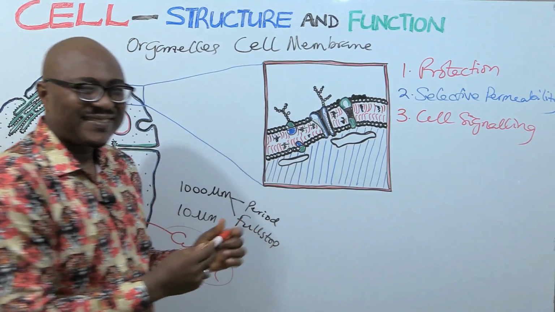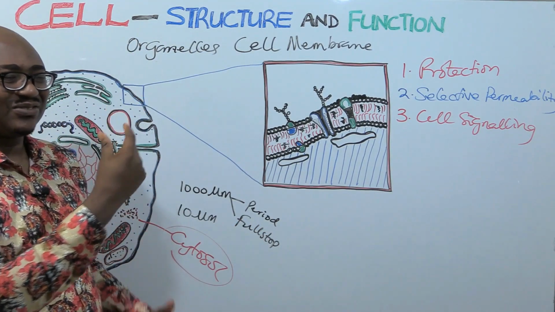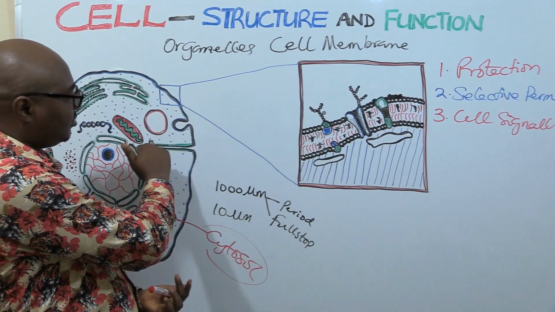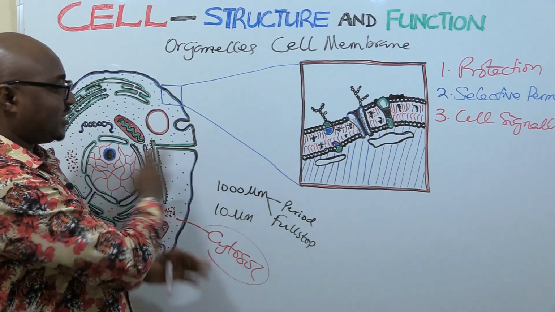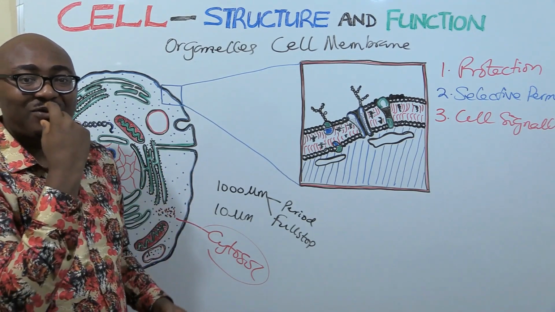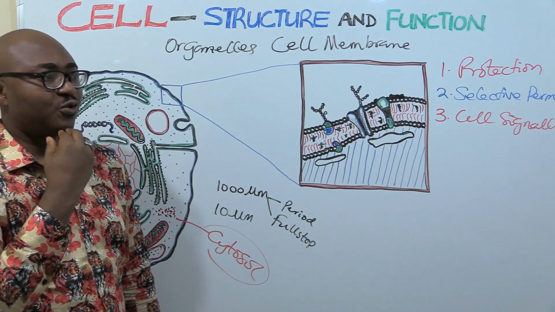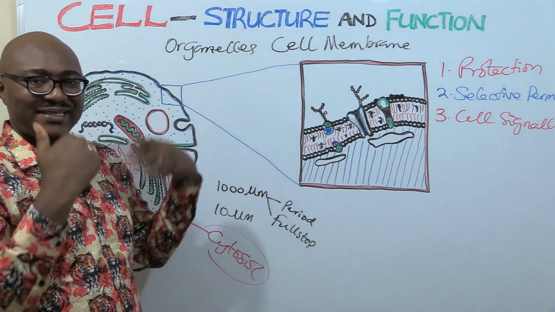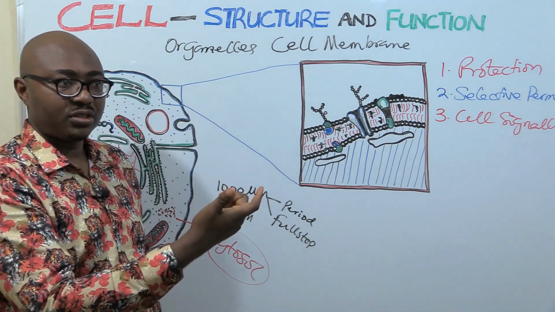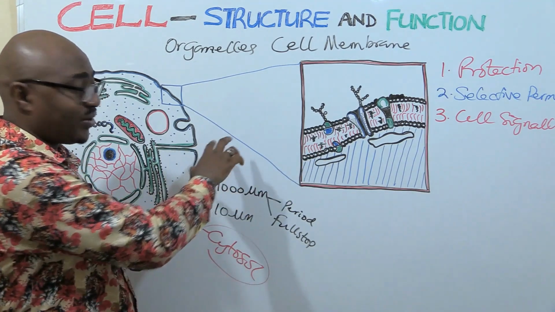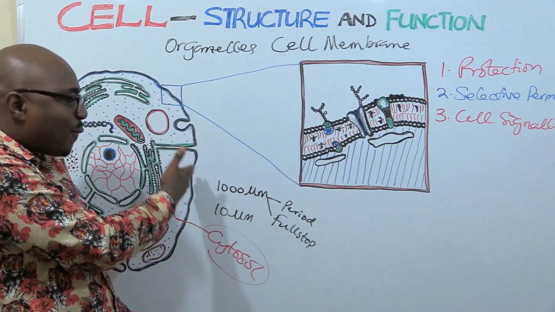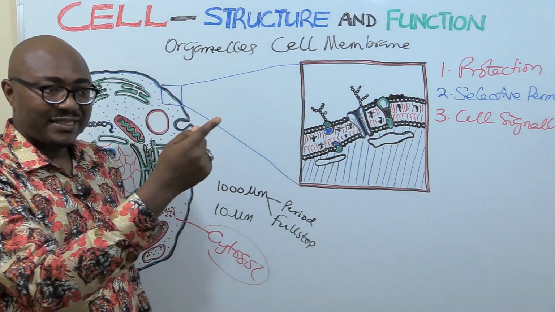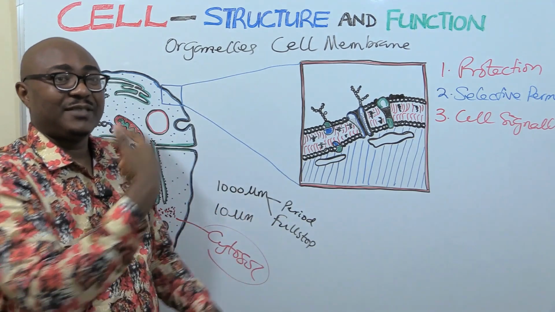What do we mean by cell signaling? Cell signaling has to do with communication, but this time it's not necessarily through exchange and transport of substances. It's about sending a message. Just like I'm talking now and you are hearing what I'm saying, you're understanding, I'm speaking words. So the cell membrane is the first port of call when the cell wants to send a specific message to another cell so that the cell can respond and act.